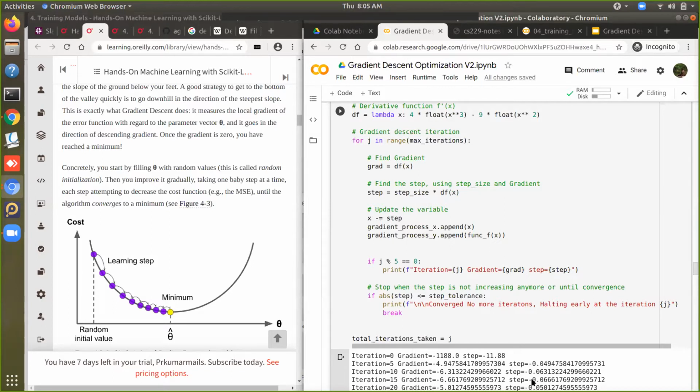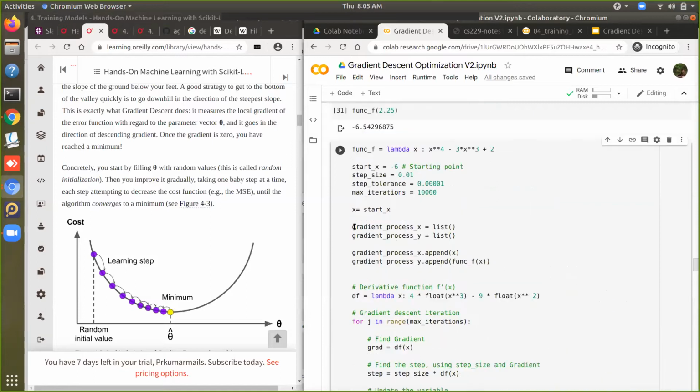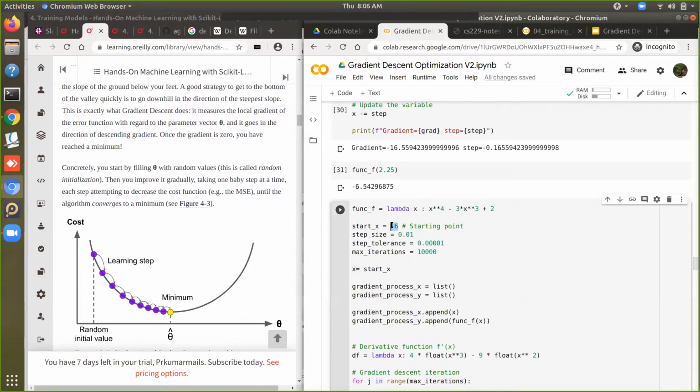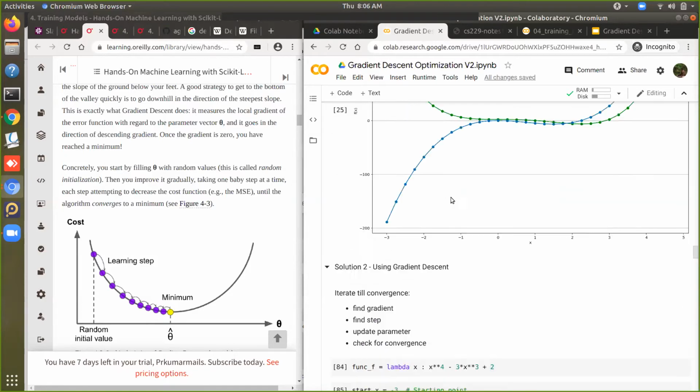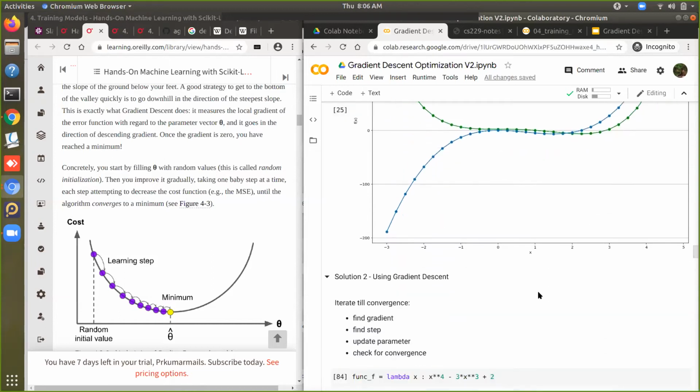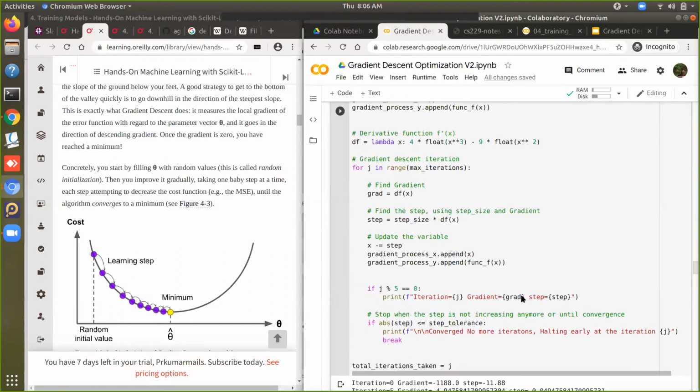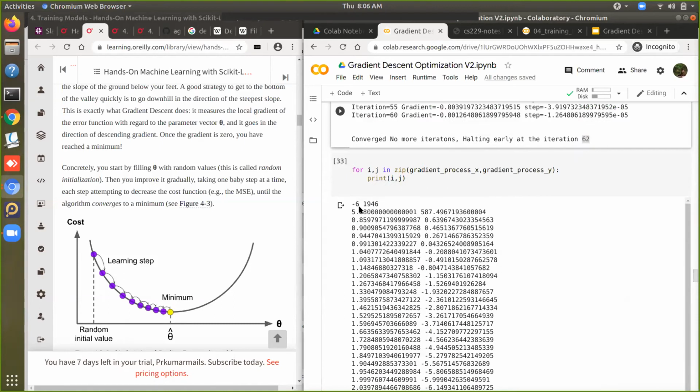Yeah, that's why it decreases, because I have initiated my x with minus 6. Let's come here. At first, when x is equal to minus 6, the corresponding y value is 1946. Then after my first round of gradient iteration, my x value is decreased like this. And this is my y value.